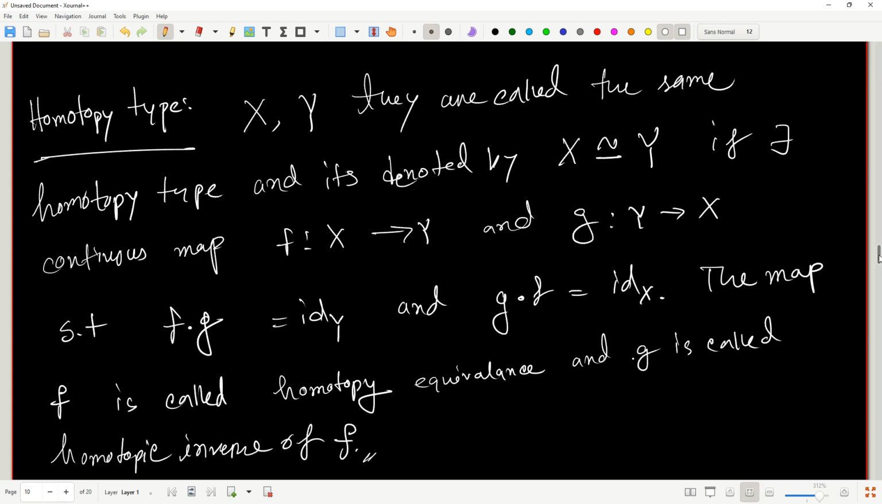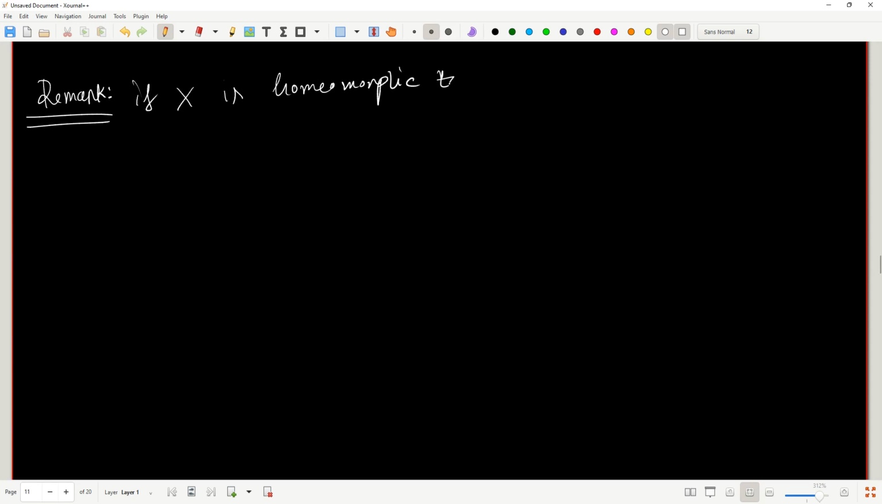Now again, another remark regarding the homotopy type. If X is homeomorphic to Y, then it's always true that X and Y are of the same homotopy type.